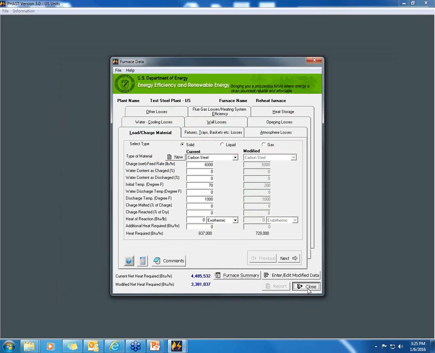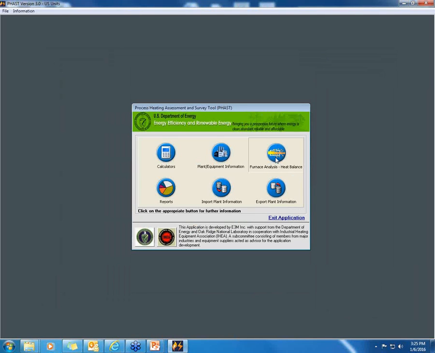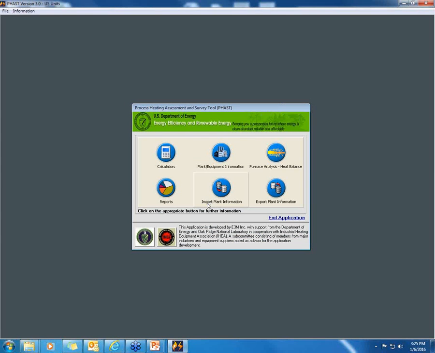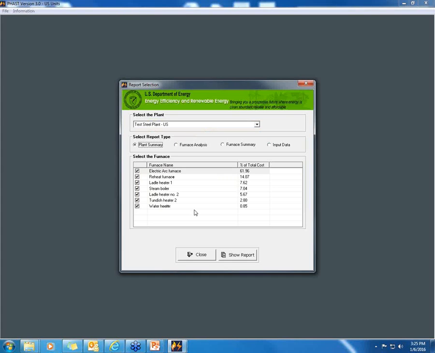So once you complete the heat balance analysis for the reheat furnace, you close this, and again you go back and do something similar for ladle heater 1 or tundish heater 2, electric arc furnace. And then once your analysis is done, you close, and now you are ready for the reports button. Now reports, there are 4 different types of reports: plant summary report, furnace analysis report, furnace summary report, and input data report.